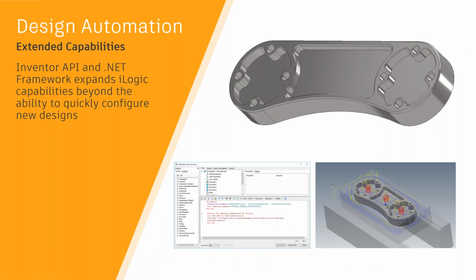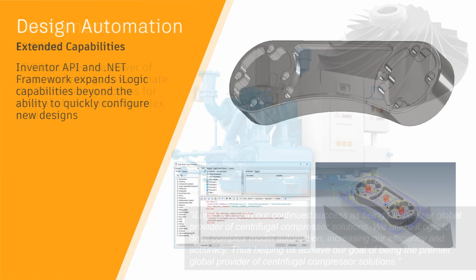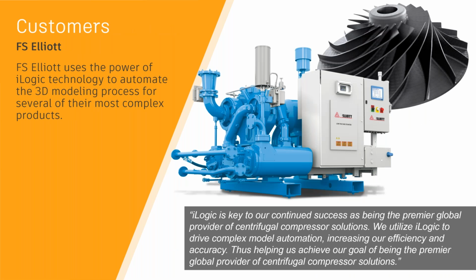So why is the Inventor API so powerful? It takes you beyond the basics. Automate repetitive tasks, set up design rules, check drawings. Of course, these could be done with iLogic as well, but what more you can do with this is enter into ERP and MRP integrations. And even more, go ahead and create your own add-in for Inventor. So let's take an example of a customer who's successfully using Inventor APIs to take automation to the next level.